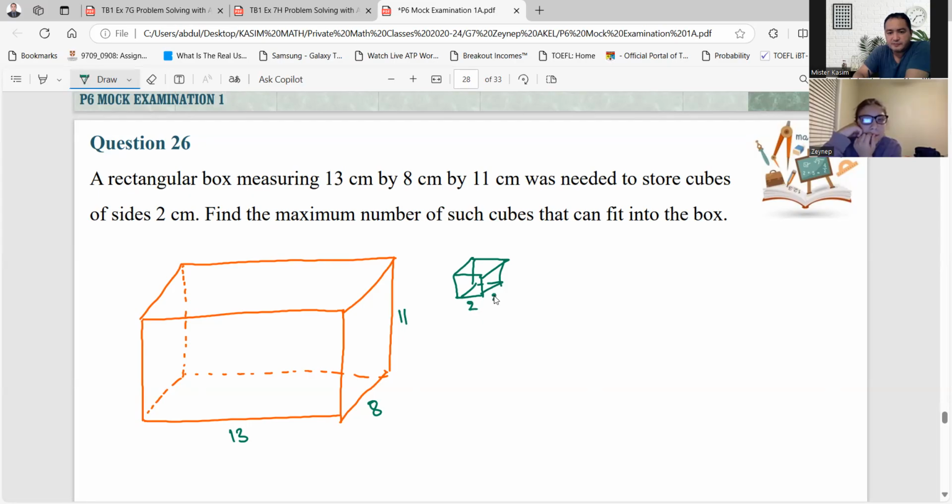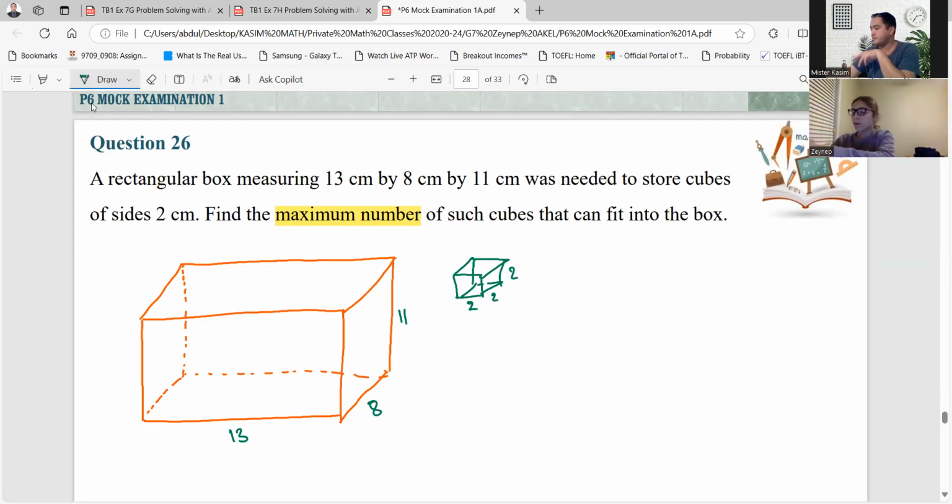Okay, this size 2 and 2 and 2. What is the question here? Find the maximum number of such cubes that can fit into this box. I will give you 90 seconds, and I think this is a question or problem that we face in our real life situations. And after we'll discuss. Okay, I'll give you 90 seconds.